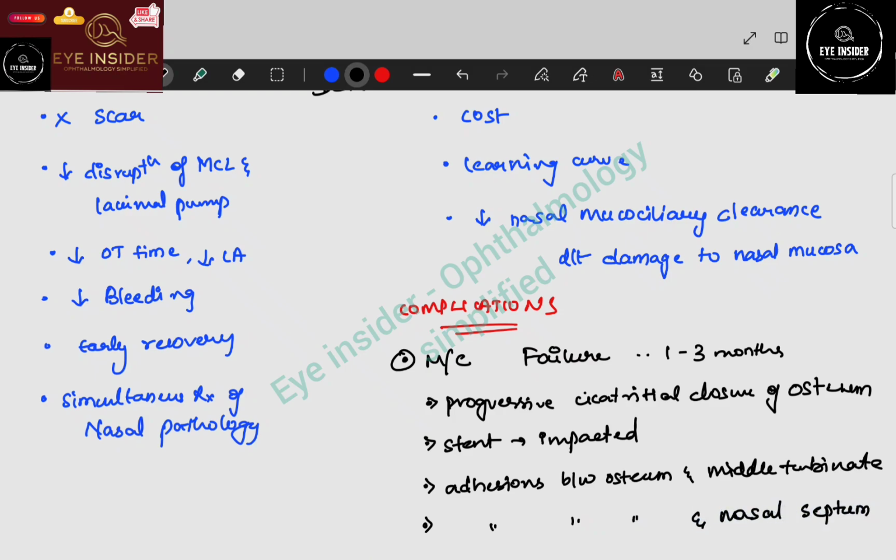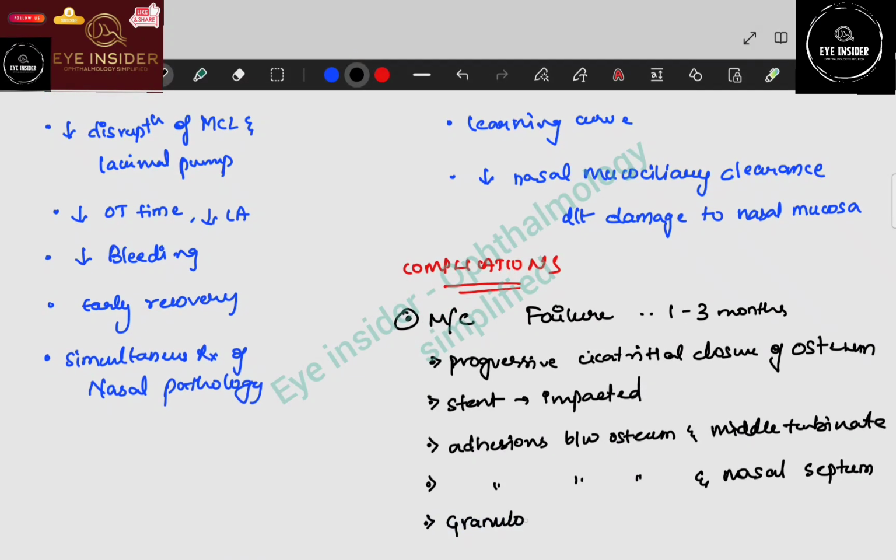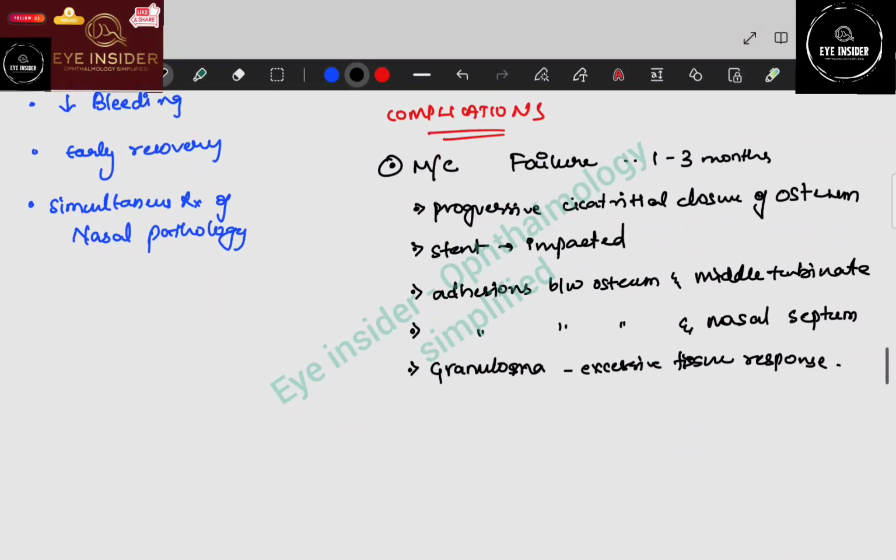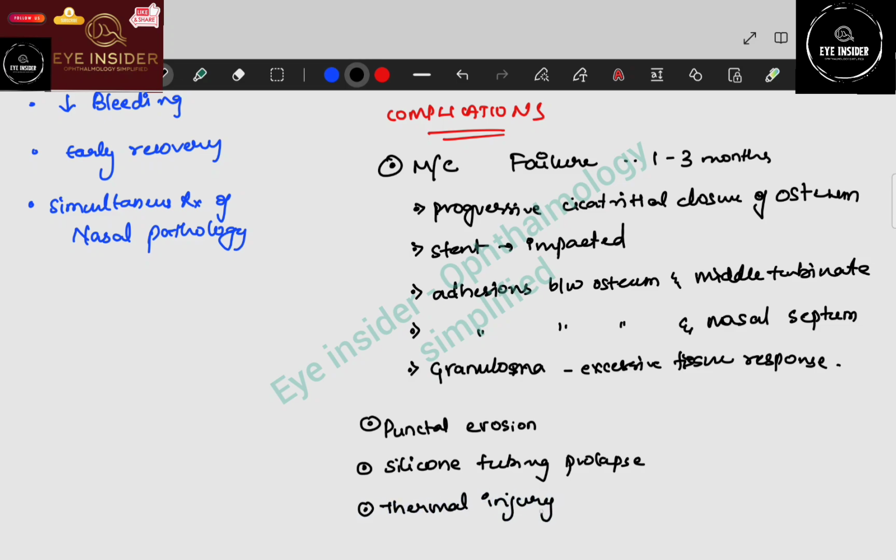Other complications include punctal erosion and silicone tube prolapse, thermal injury to the canaliculi if we are performing an endocanalicular procedure, and there can be orbital or subcutaneous emphysema when the patient coughs or applies more pressure or does a Valsalva maneuver.